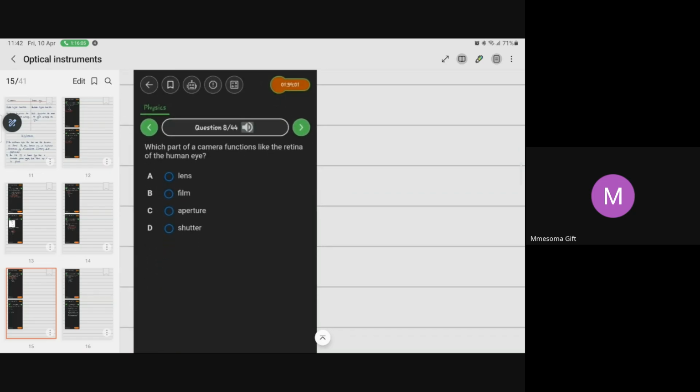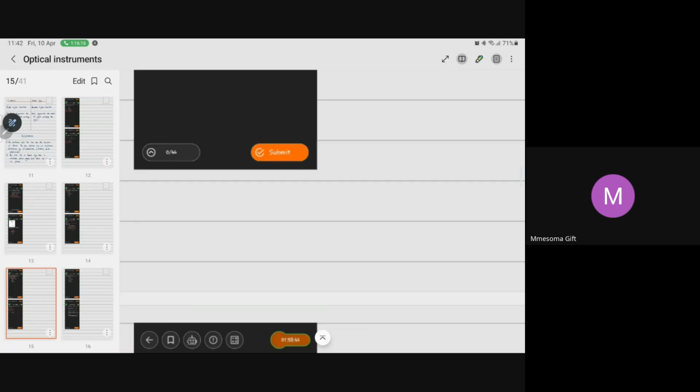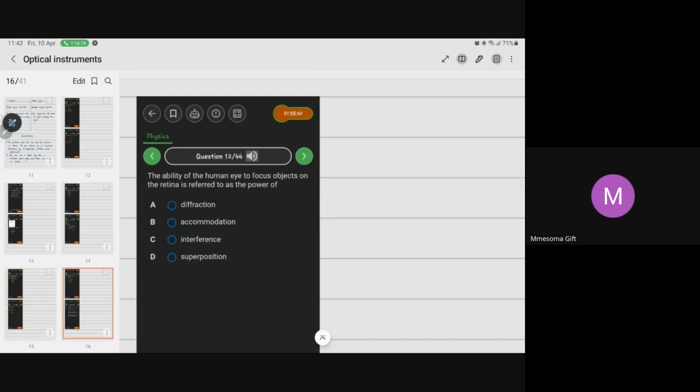Which part of the camera functions like the retina of the human eye? Retina is your film, isn't it? Someone can answer that. That should be your film, right? So the film acts as that. All right. I'm still looking for calculations, though. The ability of the human eye to focus objects on the retina is referred to as the power of what?